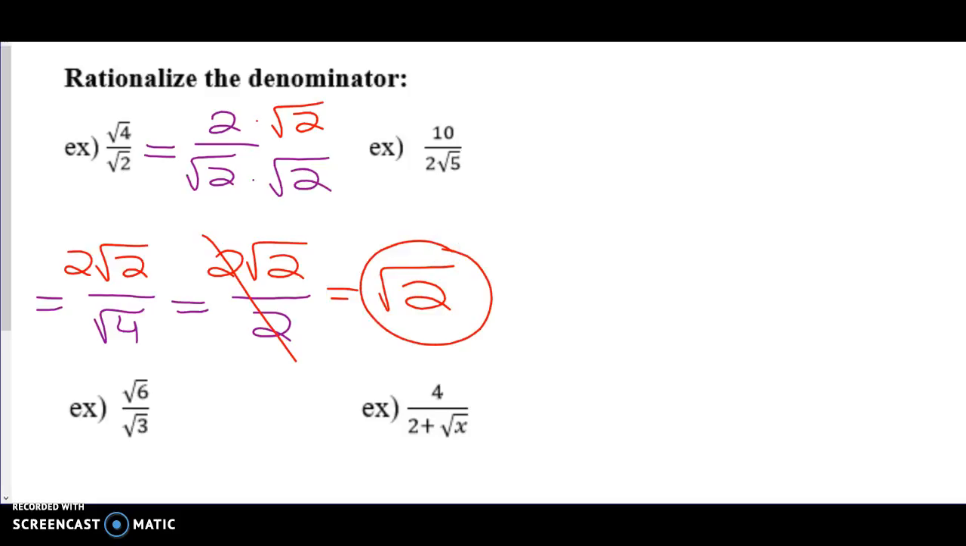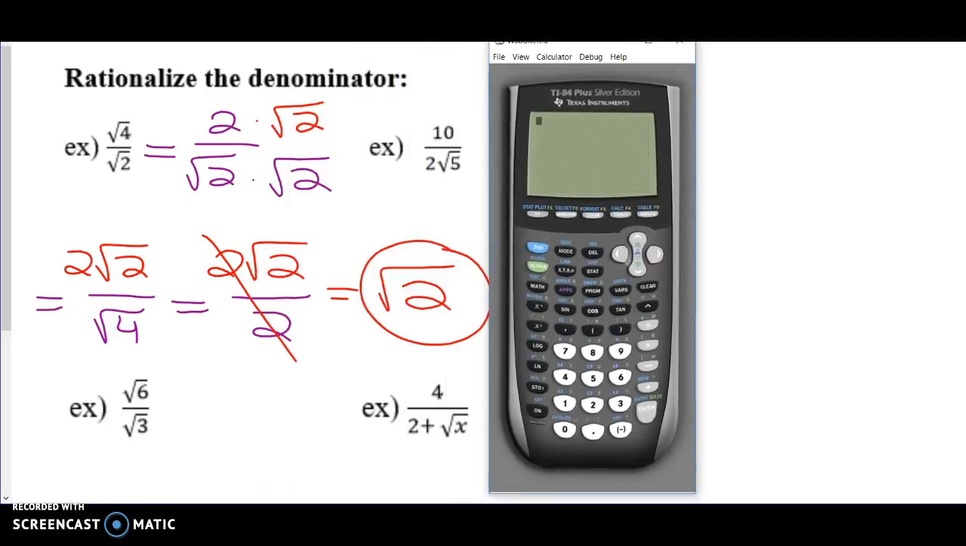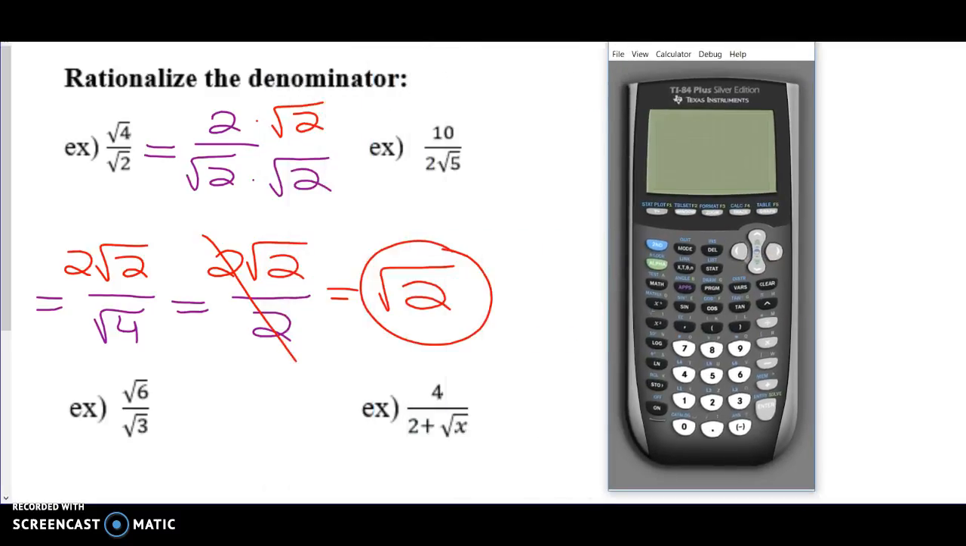That's crazy. Now, just like always, you can check your answer. If I put the square root of 4 divided by the square root of 2 into your calculator, it's going to give you a decimal. Now, if you put your answer in the calculator, what should the decimal be? The same.